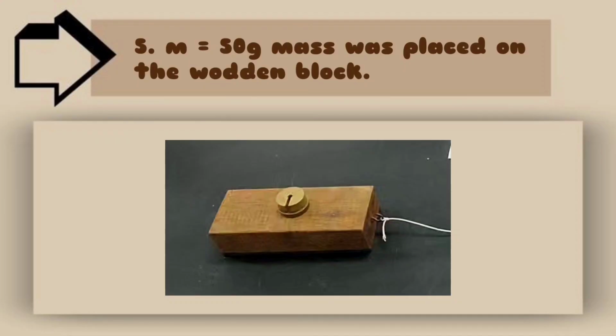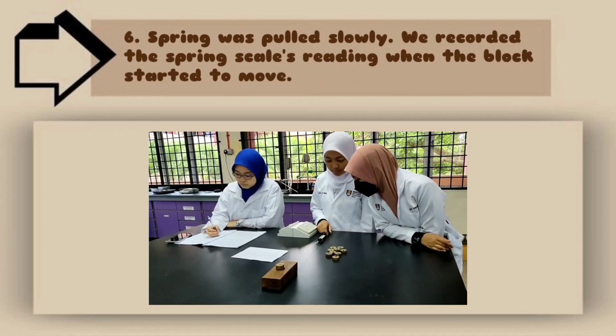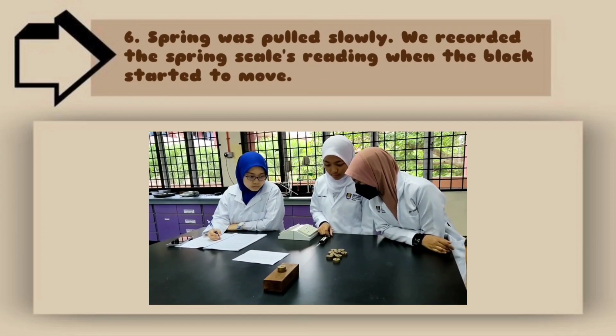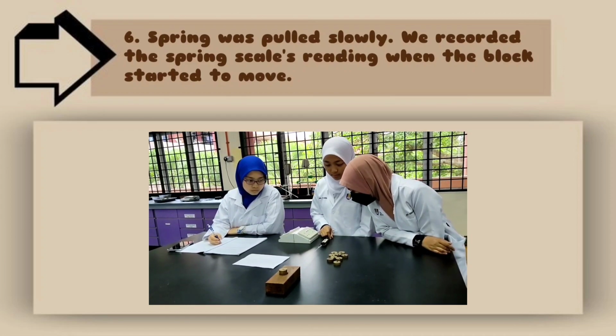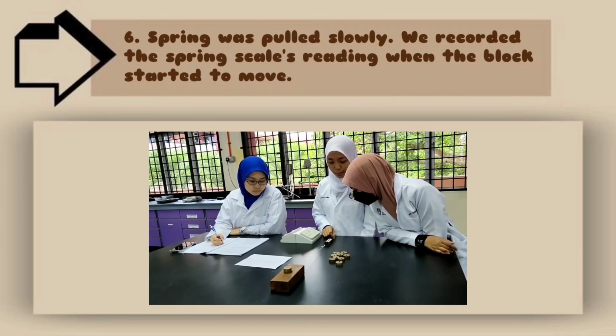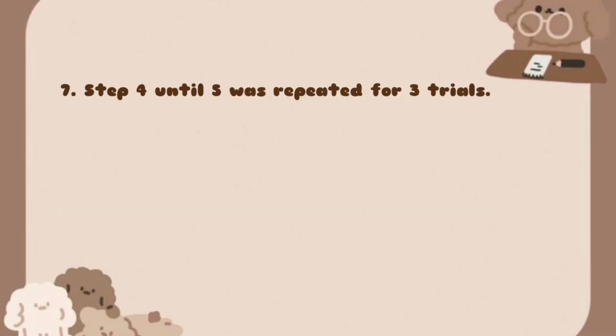A 50 gram mass was placed on the wooden block. The spring scale was pulled slowly. We recorded the spring scale's reading when the block started to move. Steps 4 until 5 were repeated for 3 trials.